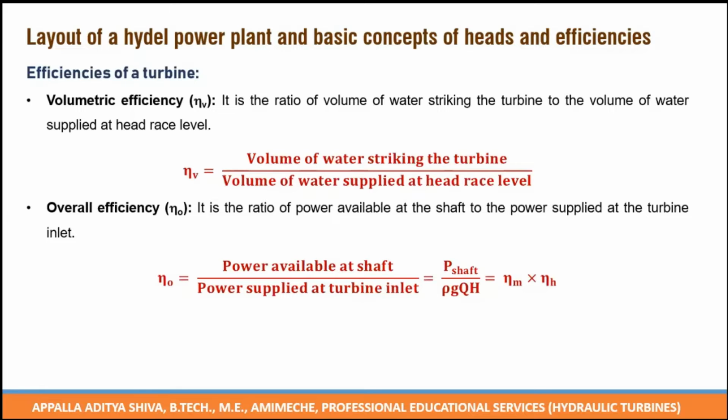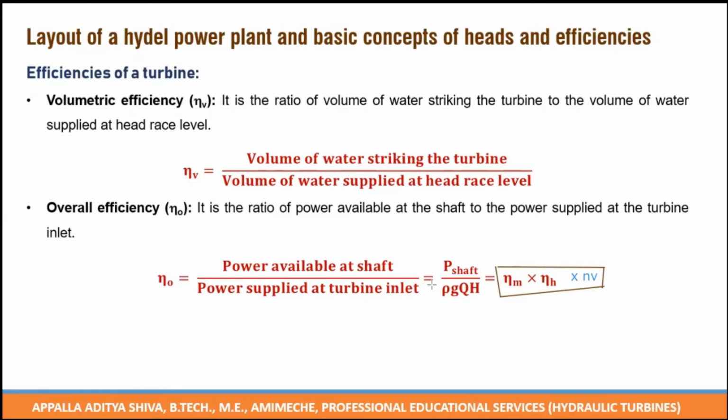It is key to note that overall efficiency is the product of mechanical and hydraulic efficiency. Sometimes we also have volumetric efficiency multiplied. So mechanical efficiency, hydraulic efficiency and volumetric efficiency all together make up the overall efficiency of the turbine. So this completes the basic idea of heads and efficiencies of a turbine.